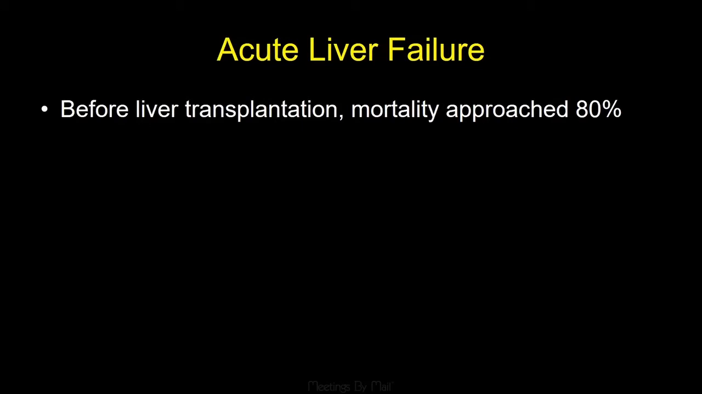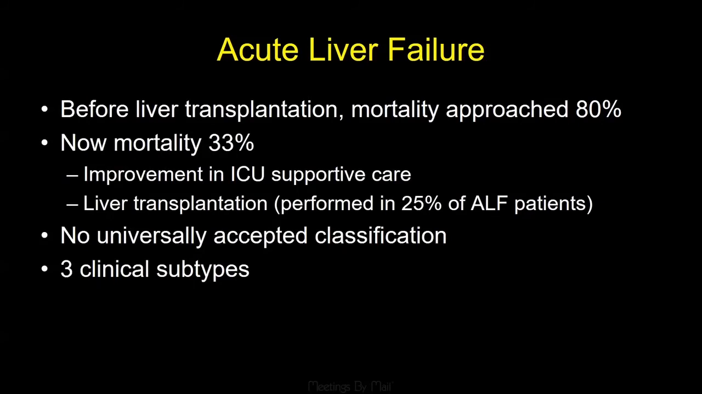Acute liver failure had a very high mortality, approaching 80%, before the era of liver transplantation. But now the mortality has decreased to approximately 33% due to a combination of improvement in ICU supportive care, in addition to liver transplantation. And the latter is performed in approximately 25% of ALF patients. Now, there's no universally accepted classification for acute liver failure, but it has been common to subdivide it into 3 clinical subtypes, which I will discuss later in my talk.